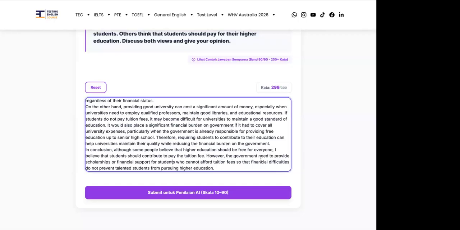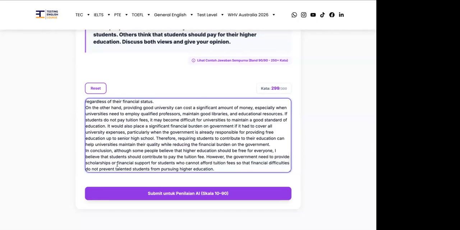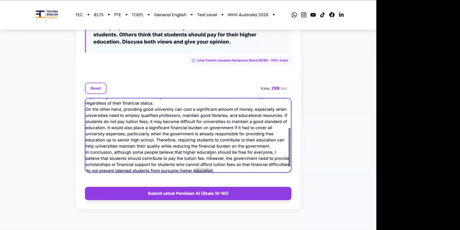However, the government need. I think this one is more on like government needs, or yes, if you're gonna go with like this, maybe yes, but this one required. But that's okay. This is the first to provide scholarships or financial supports for students who cannot afford tuition fee, so that financial difficulties do not prevent talented students from pursuing. This one is nice. After that verb, higher educations. Fatal mistake, fatal tidak ada, but let's just submit this one.